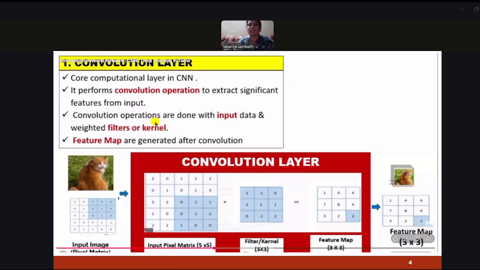That is the concept. You will be moving this kernel over the input image, considering the stride size, that is, how many strides you are going to perform over the input pixel matrix. Based on that, the kernel moves over the image input matrix. After doing the strides of the filter over the input matrix, you will be able to come up with the feature map.